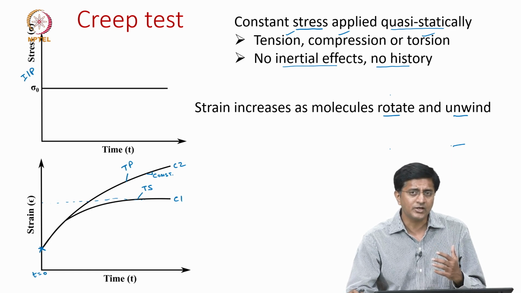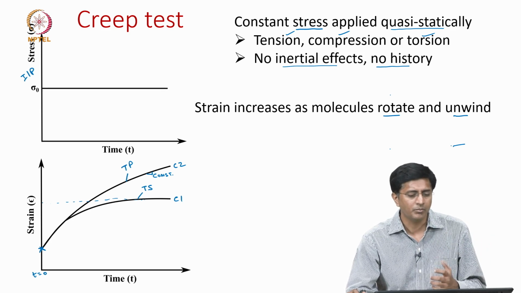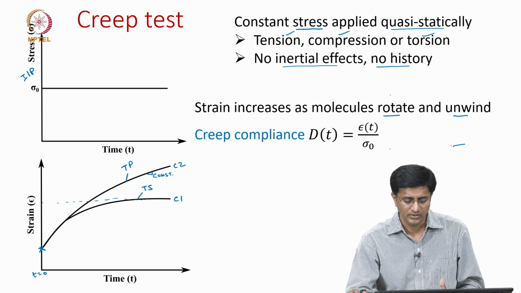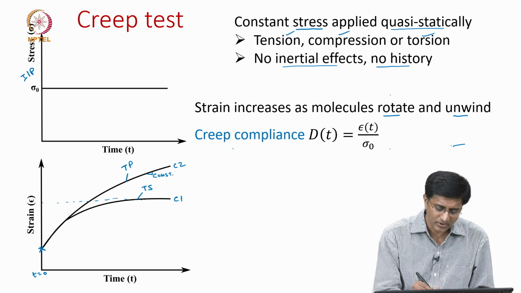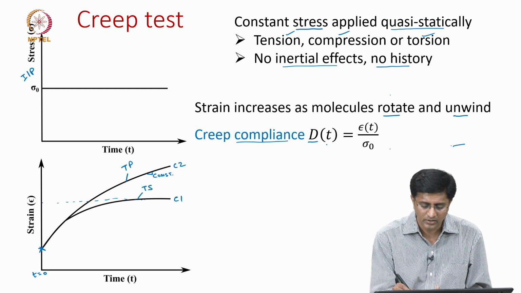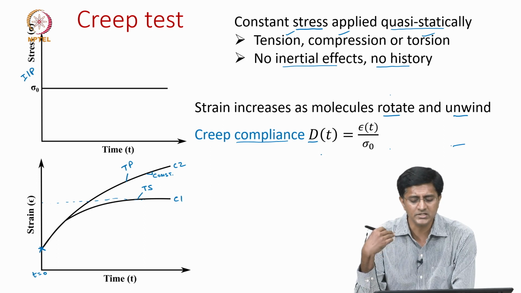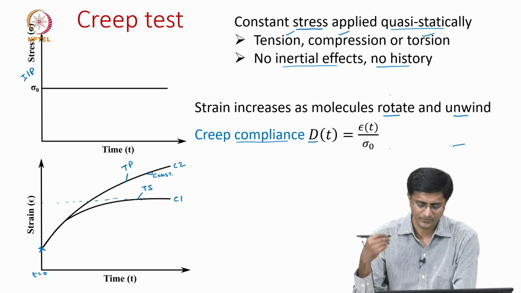Now, previously we were talking about relaxation modulus to capture the behavior, but for creep, how do we capture this behavior? For this we define what is called creep compliance. We define it with the variable D, a function of time, and the definition of compliance is strain by stress.